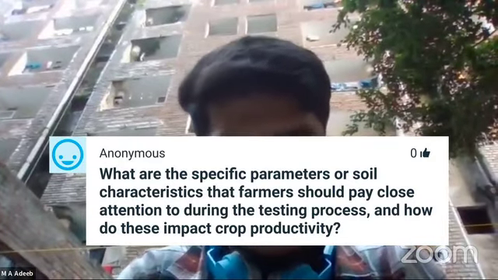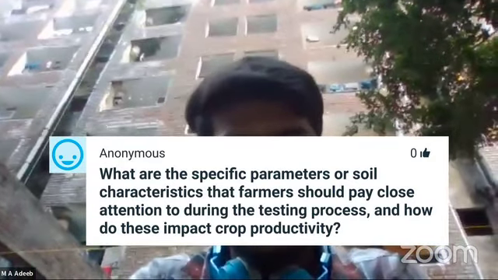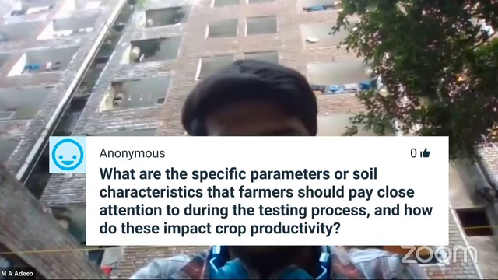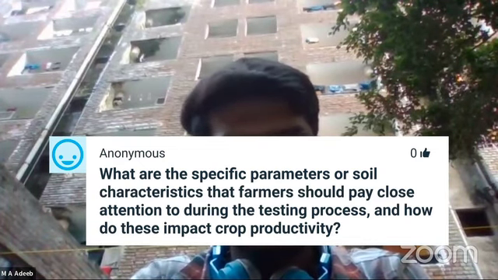What are the specific parameters or soil characteristics that farmers should pay close attention to during the testing process, and how do these impact crop productivity?